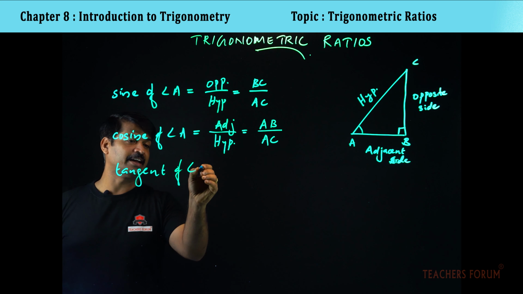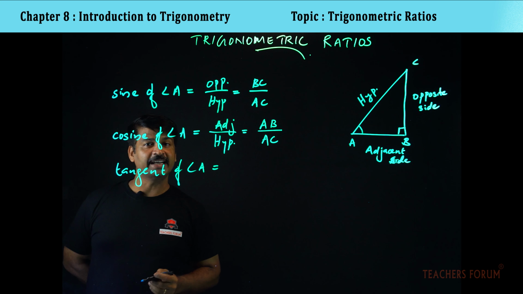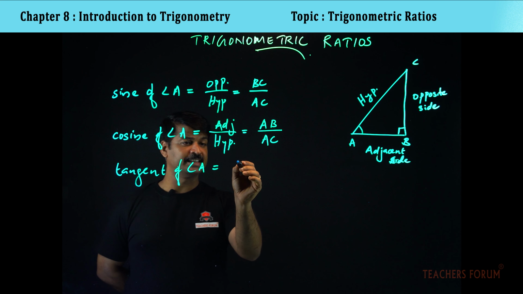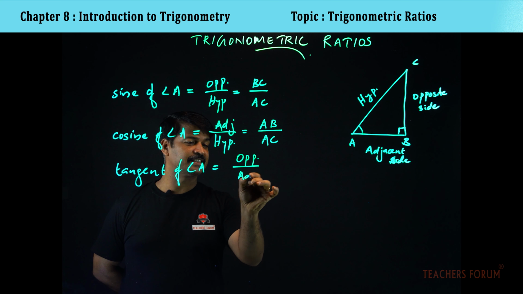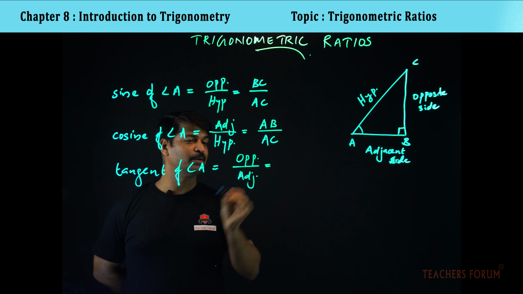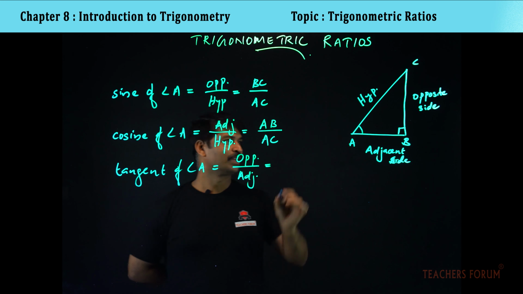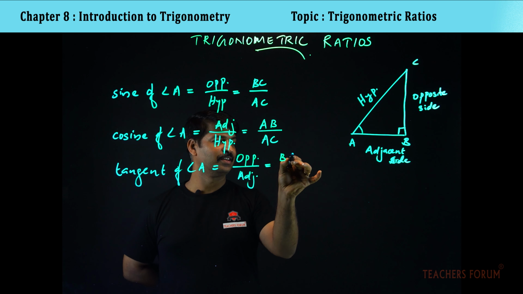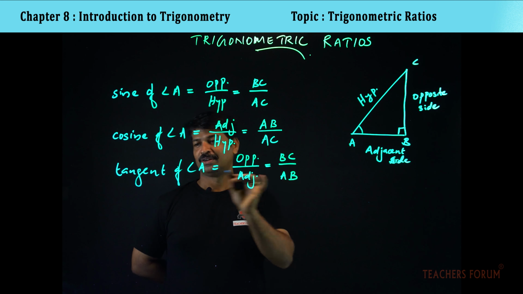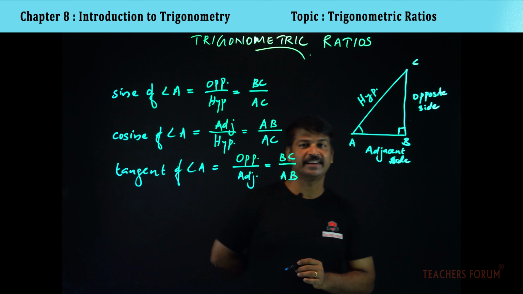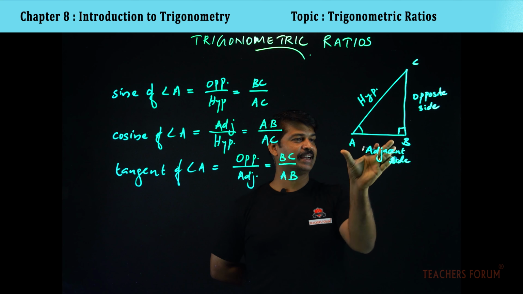Tangent of angle A. Tangent of angle A is defined as opposite side by adjacent side. Can you tell me what is the opposite side here? The opposite side is BC. What is the adjacent side? AB. So, tangent of angle A is defined as opposite side by adjacent side.